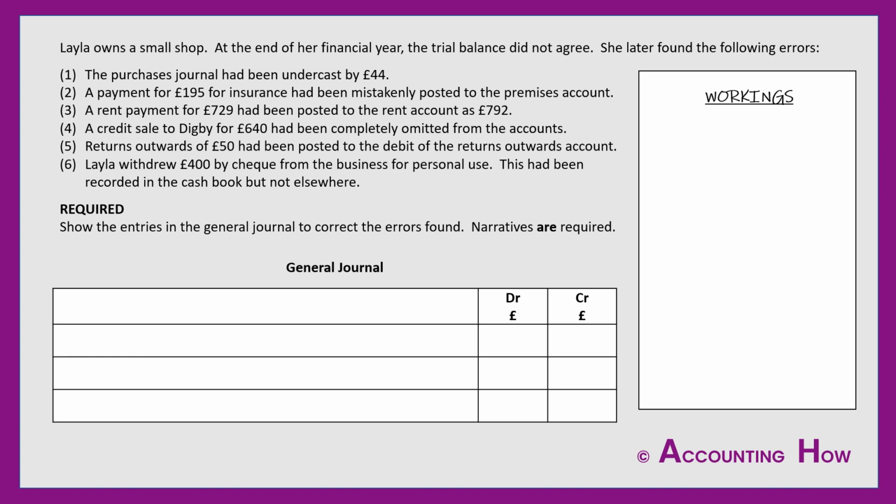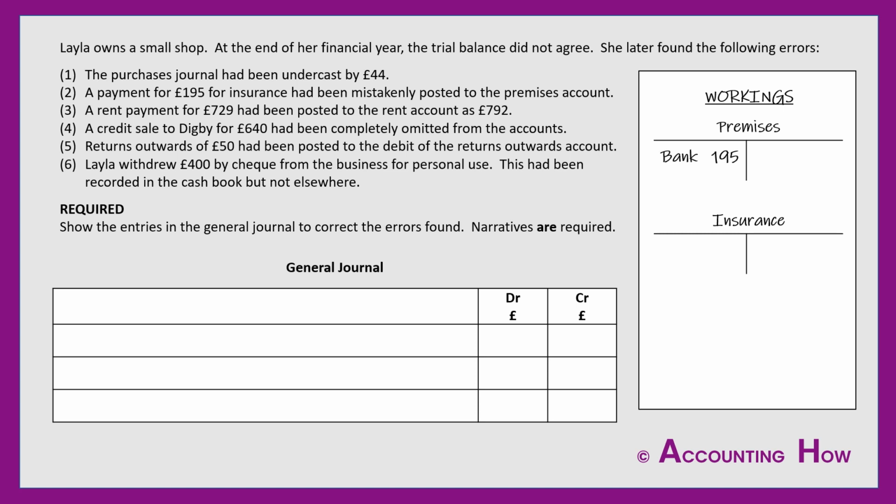Let's move on to error 2. A payment for £195 for insurance had been mistakenly posted to the premises account. There were 2 accounts involved. In my workings, I've got a quick sketch of the 2 accounts, premises and insurance, and I'm going to start by showing what's been done. So this 195 has been posted to premises. Premises is an asset account, so it doesn't say anything about the sides, so we assume that they've treated it as an asset. So on the debit of premises is that £195.